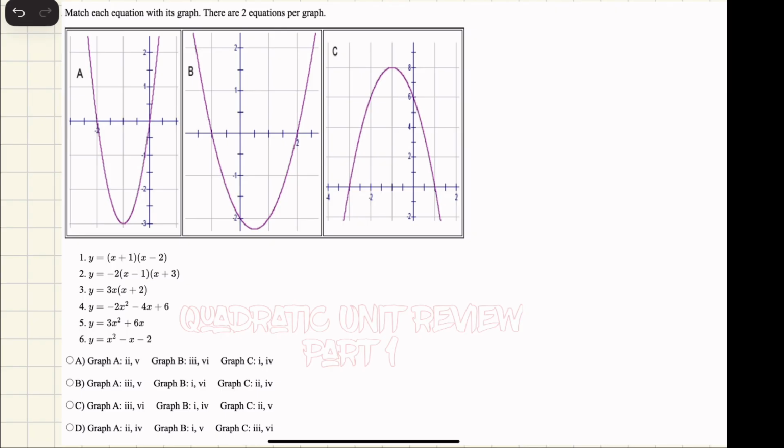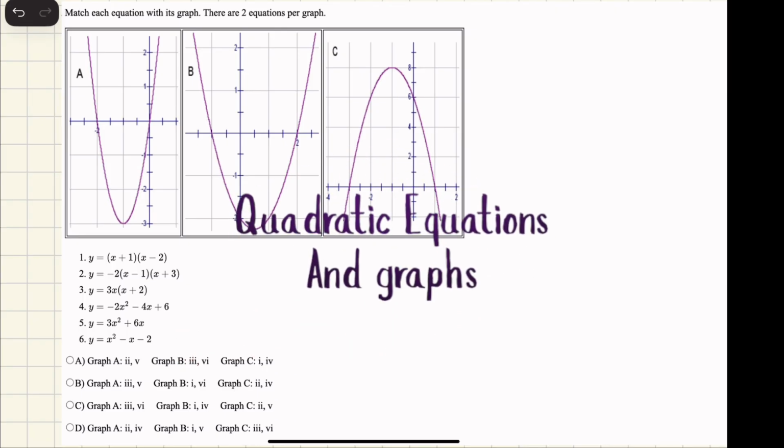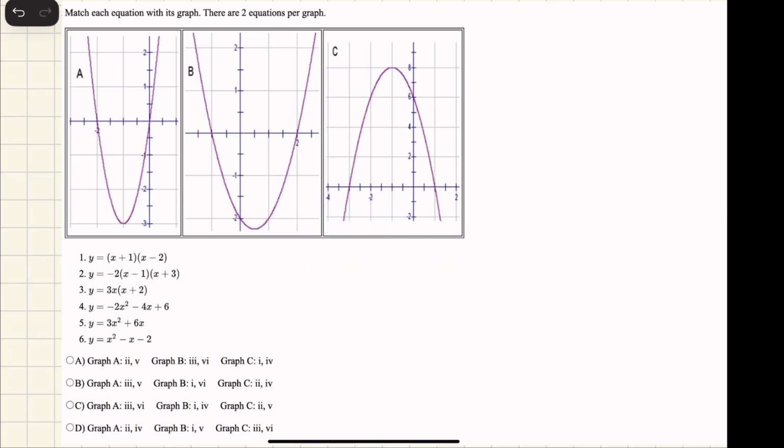So let's say we have a quadratic function that is graphed here. So we got a parabolic curve, and we want to match the equations for each of these graphs here. So what I'm going to do is identify all the key points of each parabola or quadratic curve here. And then with those points, we can start matching them with the equations.